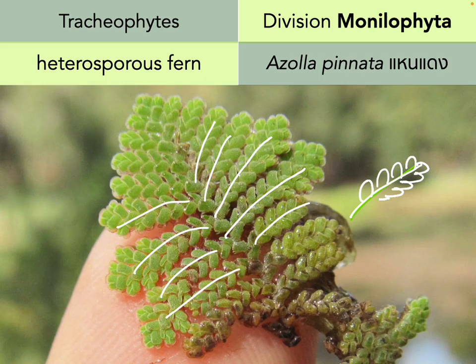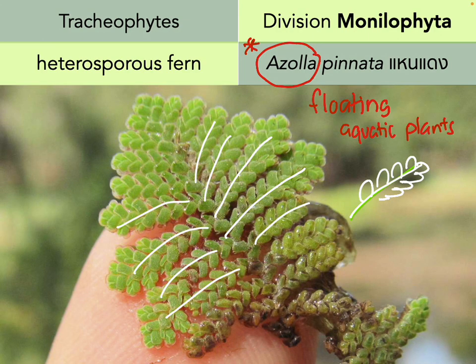This is Azolla pinnata. I think the common name is also Azolla. So Azolla pinnata is a floating aquatic plant. They float on the water. They're very, very abundant. If you go to any water, you probably see them floating around. Look like a little fern. It's a fern.